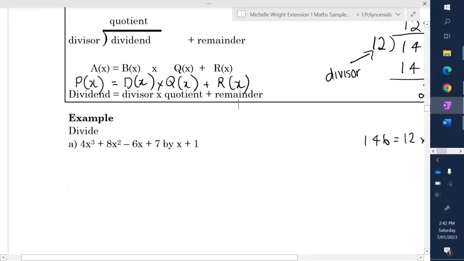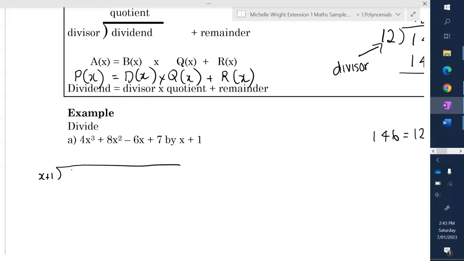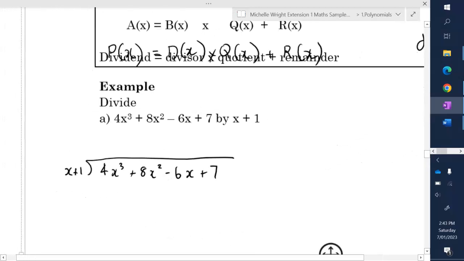Okay, so let's have a look at this first example. The first example is saying we want to divide this first polynomial, 4x cubed plus 8x squared minus 6x plus 7, by this other polynomial, x plus 1. We're going to use long division. So I need to just write that out. So I'm going to say, how many times does x plus 1 go into our polynomial here? Okay, so this is our polynomial. This is also called our dividend, our polynomial, and we're dividing in by our divisor. So let's see what we can do.